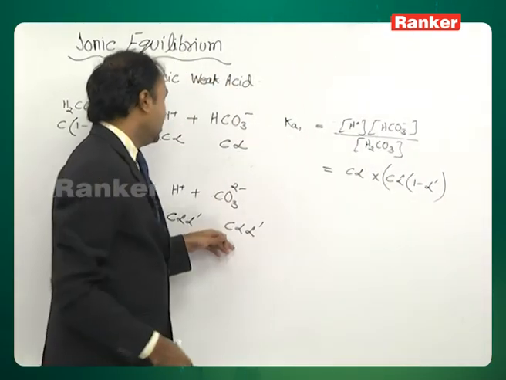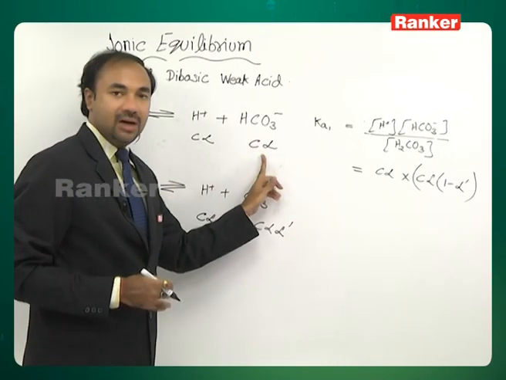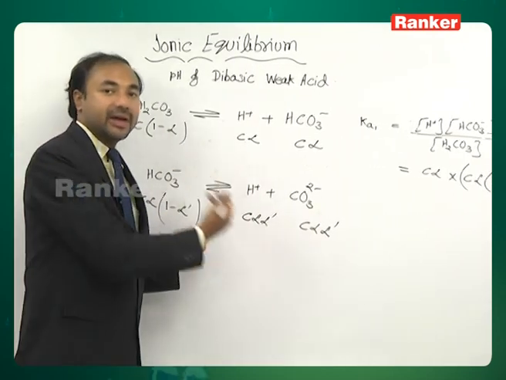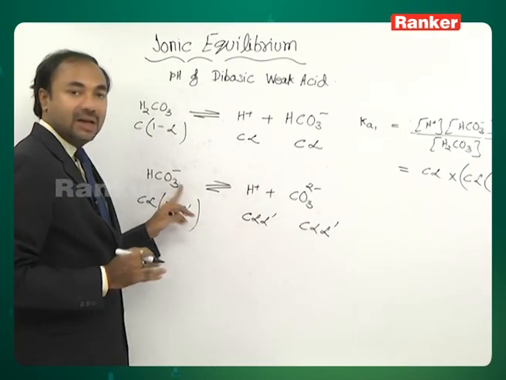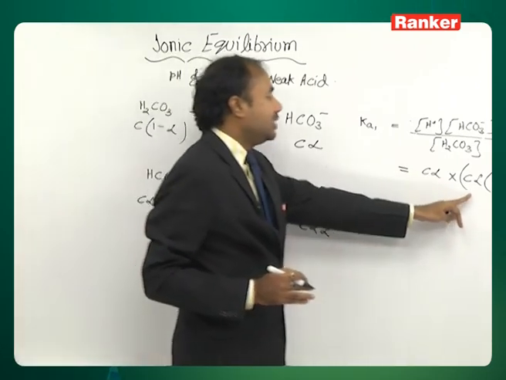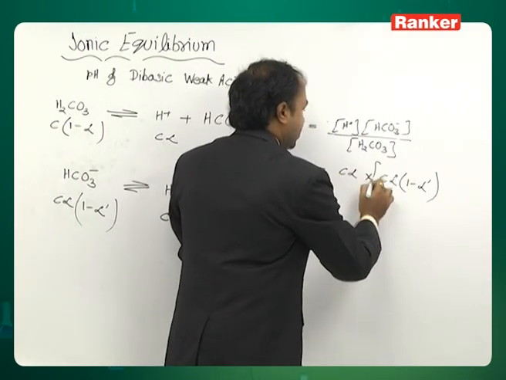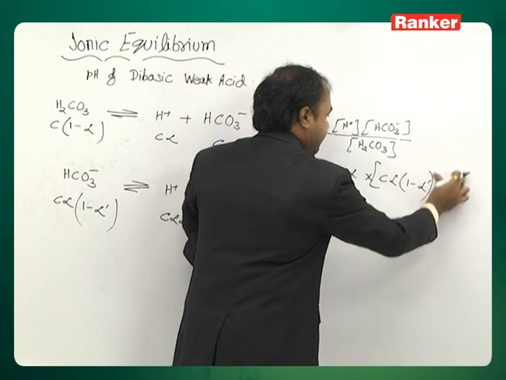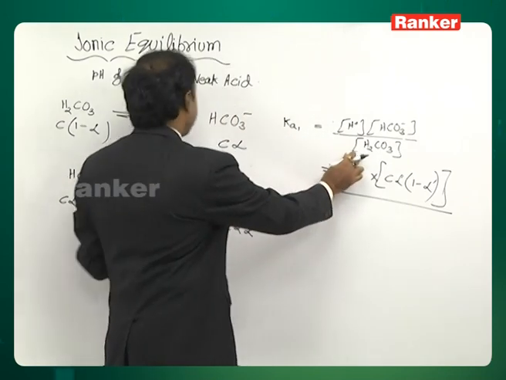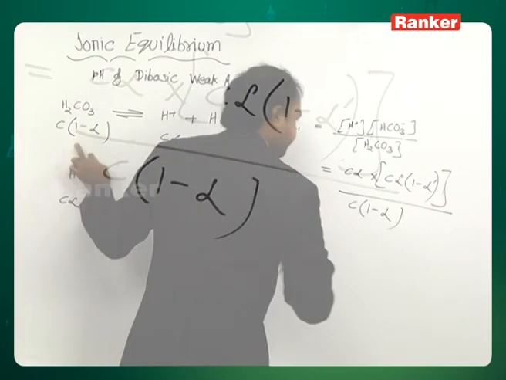Remember this thing here, that final concentration of bicarbonate ion here is not C alpha. Why? Because C alpha alpha dash had already dissociated again here. Got it? So final concentration of bicarbonate will not be C alpha here, it will be C alpha into 1 minus alpha dash. If you want, we can put it in large bracket also. This is upon concentration of H2CO3, which is C into 1 minus alpha.